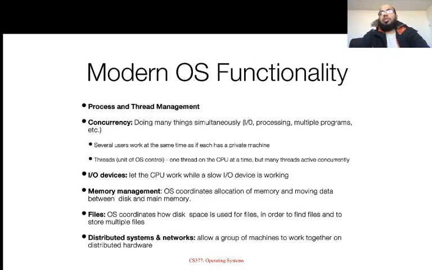So, a modern OS will provide the following functionality. I know we keep coming back to this multiple times.